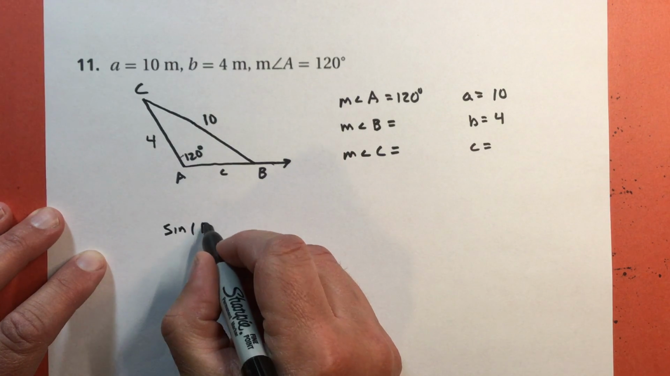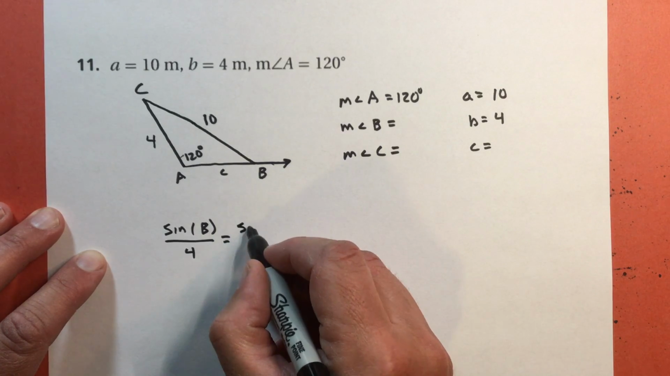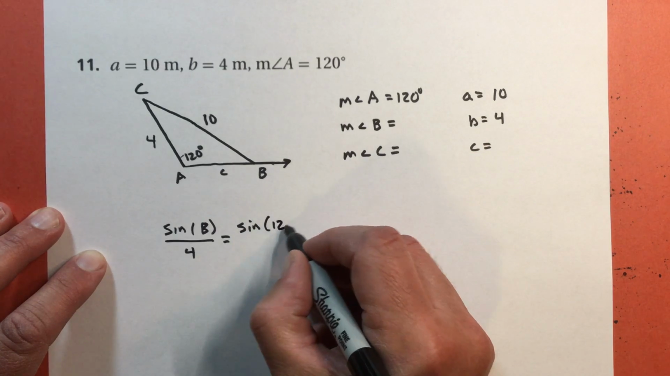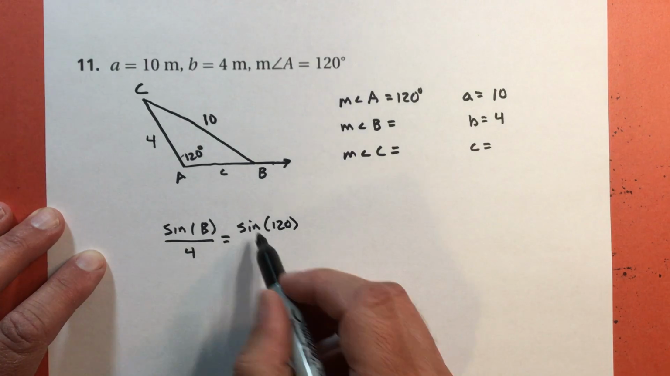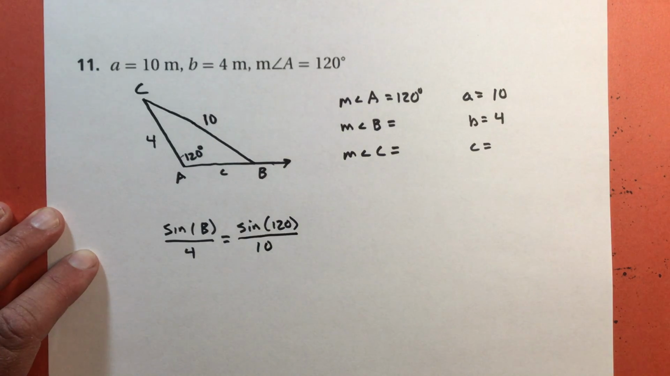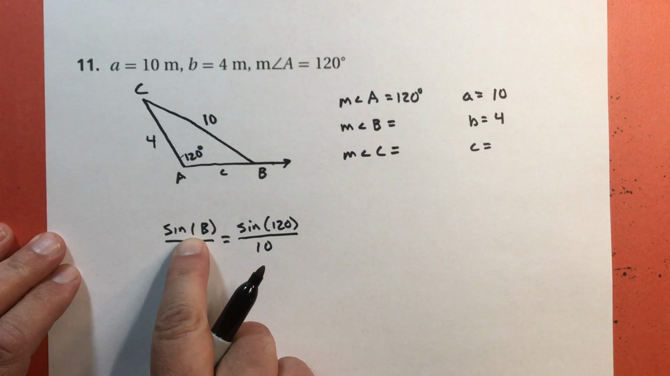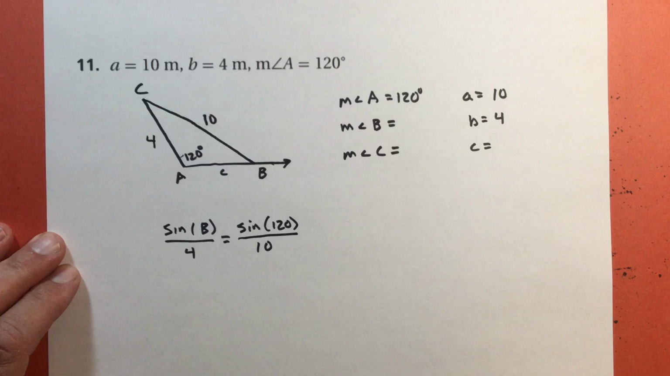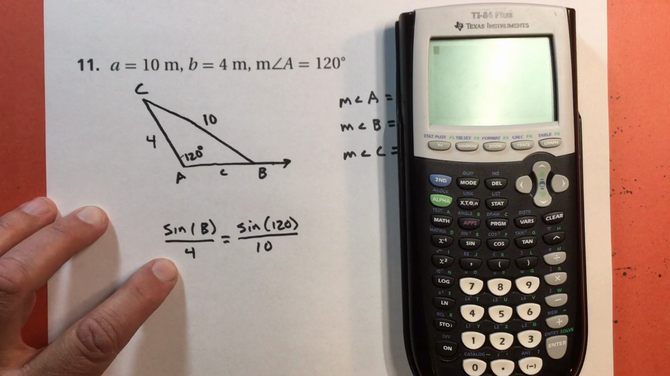So the sine of angle B over side B, 4, is going to be the sine of the angle that I have, 120. And keep in mind, sine of obtuse angles are positive, so everything's still going to be positive here, over 10. Now, I really want to point out, unlike the previous video where I was looking for sides, now I'm looking for an angle. This does not give me the angle. It gives me the sine of the angle, so I'm going to have to use the inverse sine function to figure it out.